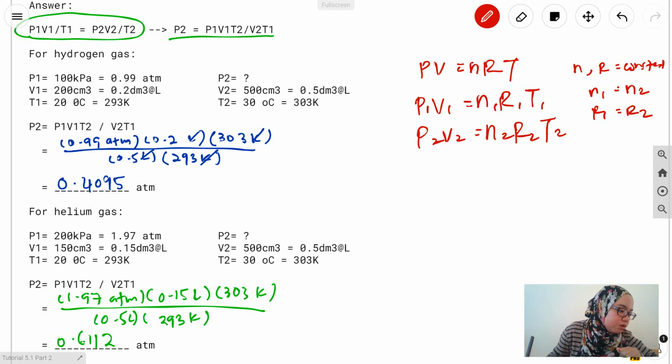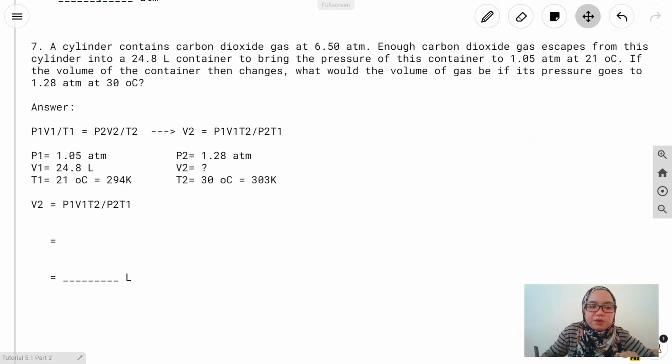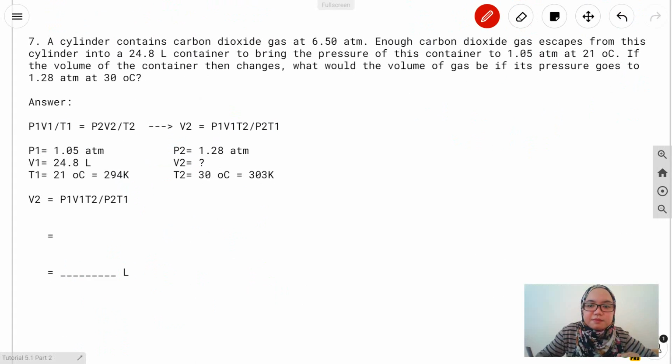Now, we are going to look at question number 7. For question number 7, it says that a cylinder contains carbon dioxide gas at 6.5 atm. Enough carbon dioxide gas escaped from this cylinder into a 24.8 liter container to bring the pressure of this container to 1.05 atm at 21 degrees Celsius. So this is the pressure and the temperature of the container.